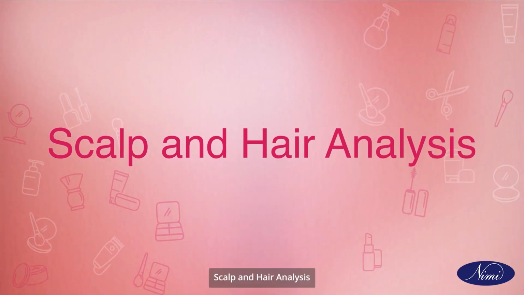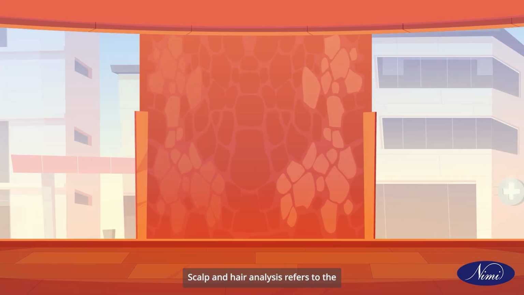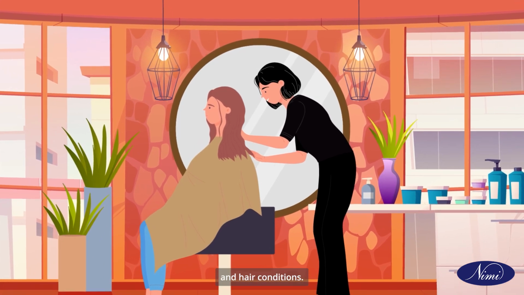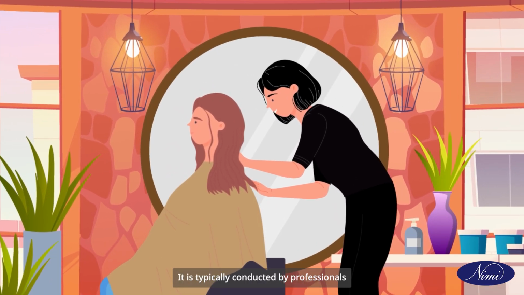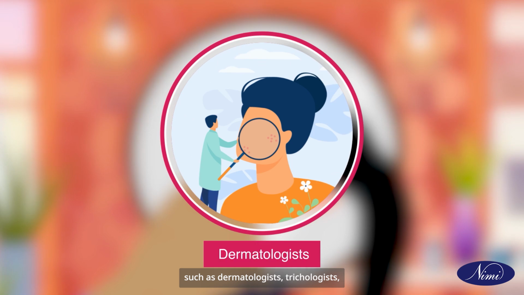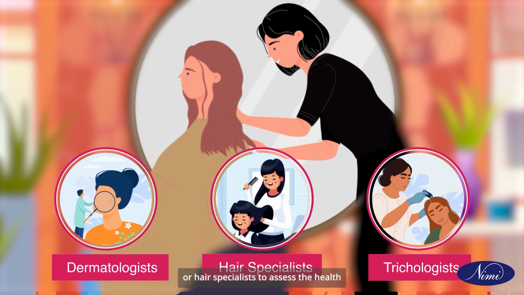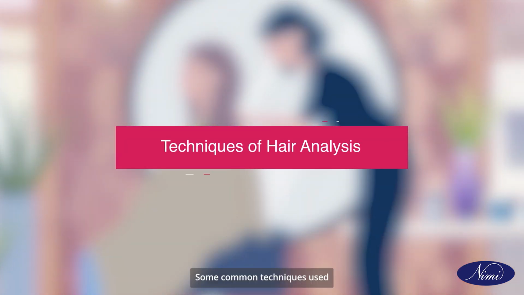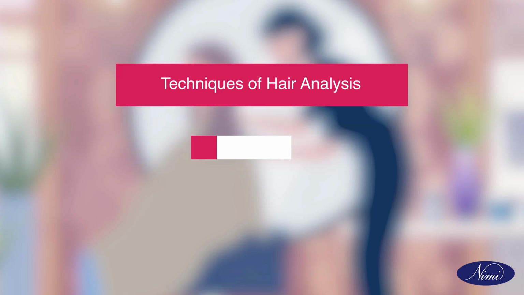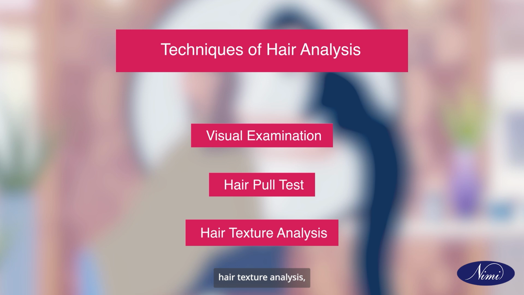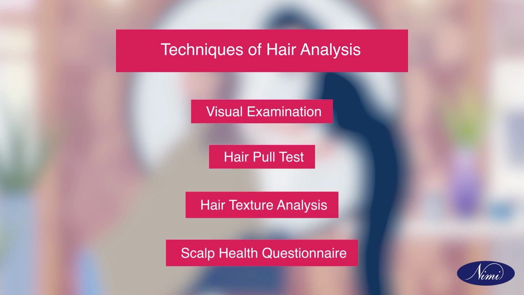Scalp and hair analysis. Scalp and hair analysis refers to the examination and evaluation of the scalp and hair conditions. It is typically conducted by professionals such as dermatologists, trichologists, or hair specialists to assess the health and characteristics of the scalp and hair. Some common techniques used in this analysis include visual examination, hair pull test, hair texture analysis, and scalp health questionnaire. Let's now see these techniques.